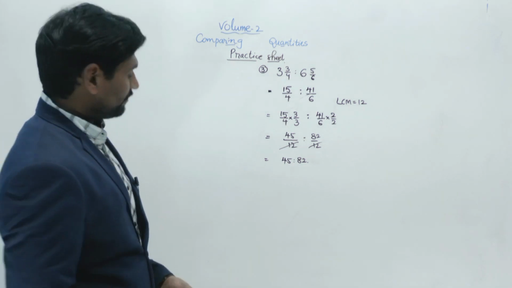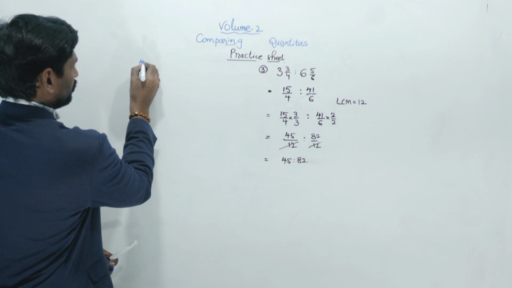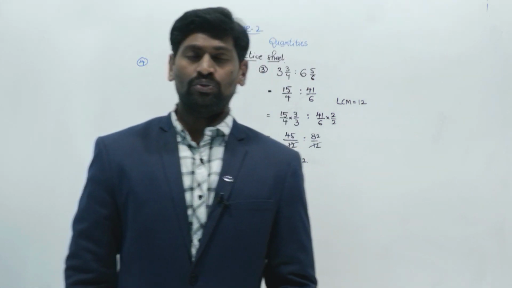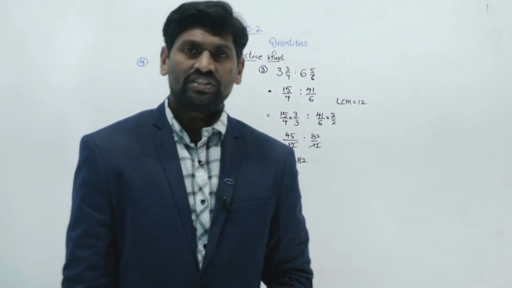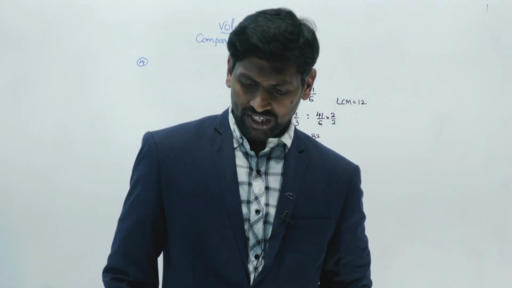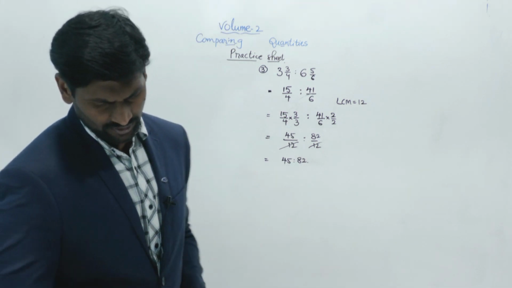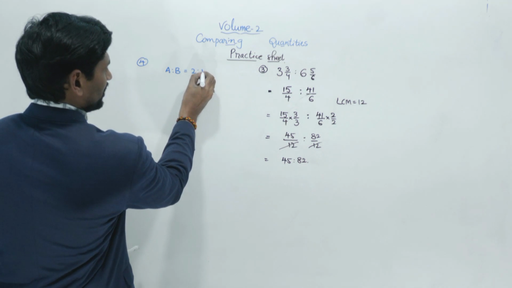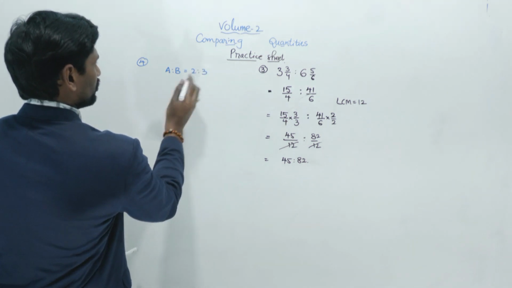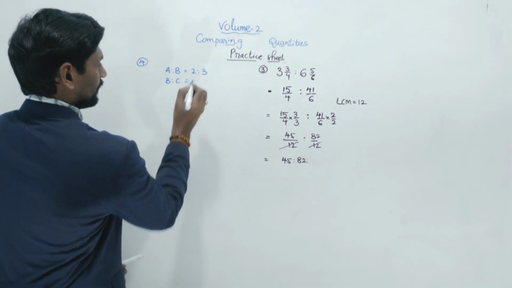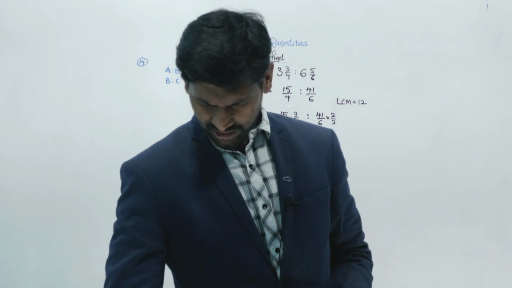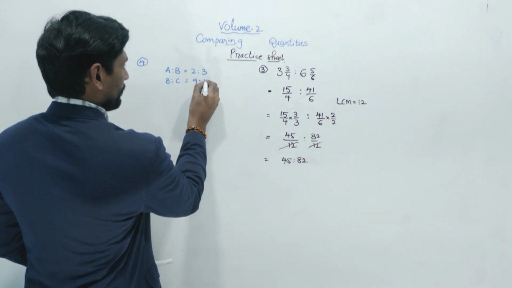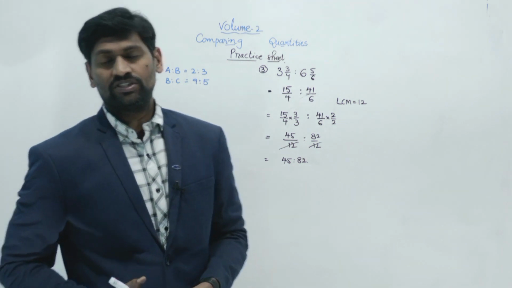Question number 4 is given. If A is to B value is 2 is to 3 and B is to C value is 9 is to 5, then find the value of A is to B is to C.